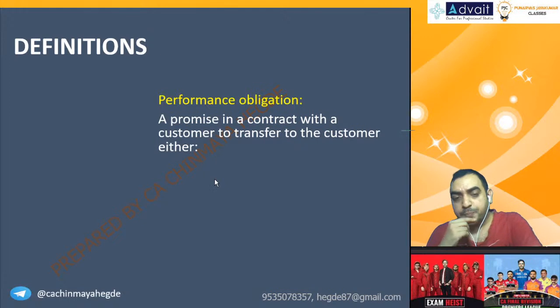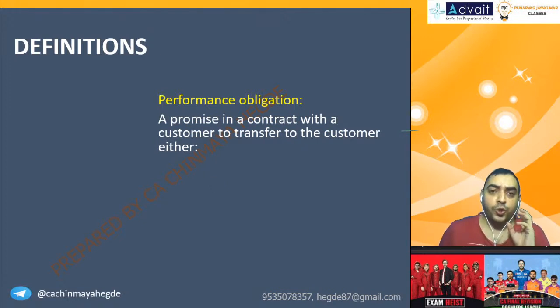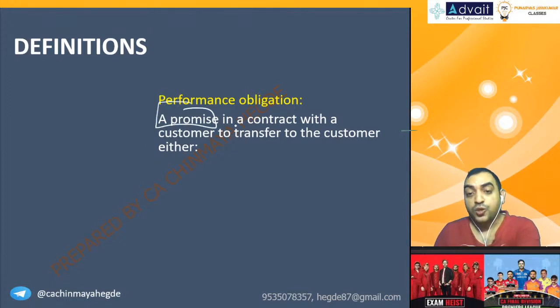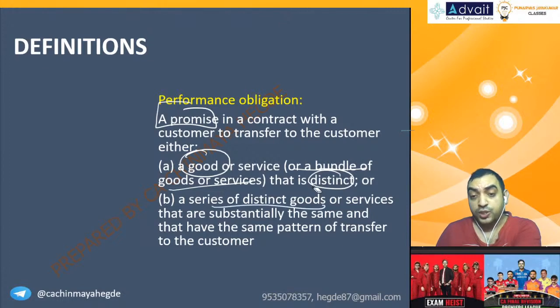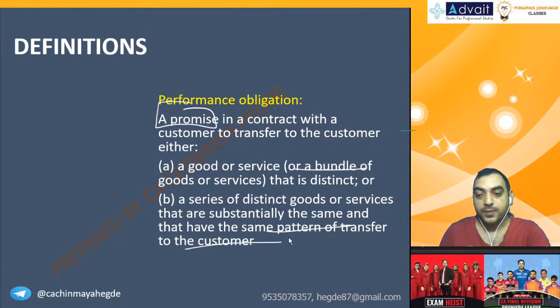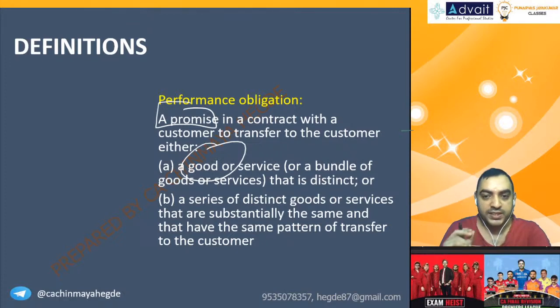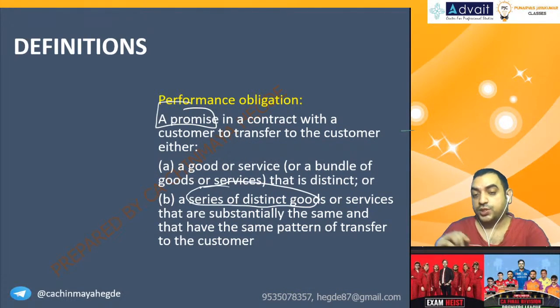Let's come to the second step, performance obligation. I told you performance obligation means what a seller should do: a promise in a contract to transfer to the customer a good or a bundle of goods that are distinct, or a series of distinct goods and services that are substantially the same and have the same pattern of transfer to the customer. A good or service or bundle, you understand. One biscuit versus a biscuit packet. A biscuit is called a good, a bundle of goods is called a biscuit packet. But the second is interesting, a series of distinct goods.